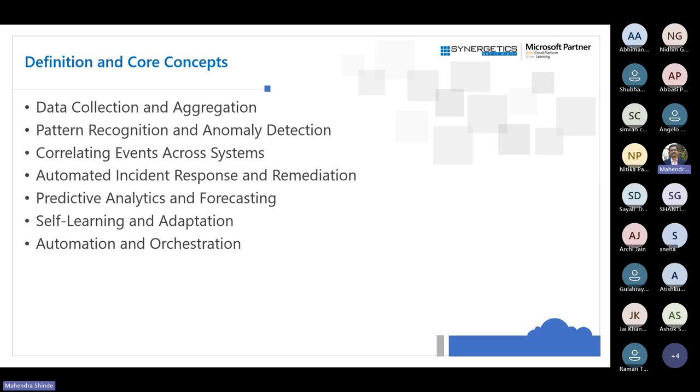The core concept in AIOps, now you will notice some of these things are very similar to your data science. Data collection and aggregation. In data science and data engineering also you do this. You collect data from various sources and then aggregation. What do you mean by aggregation? Anyone? You need to collect, combine, yes, combine it into a proper data set. You might even have to ingest the data in real time.